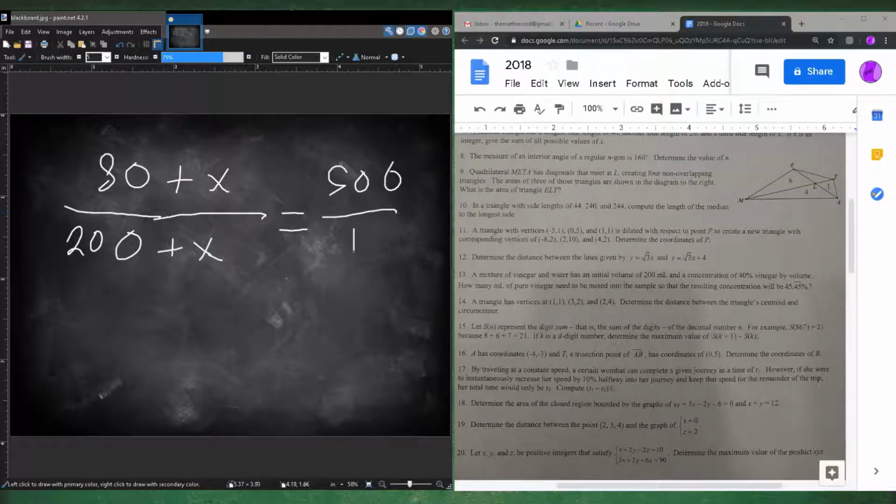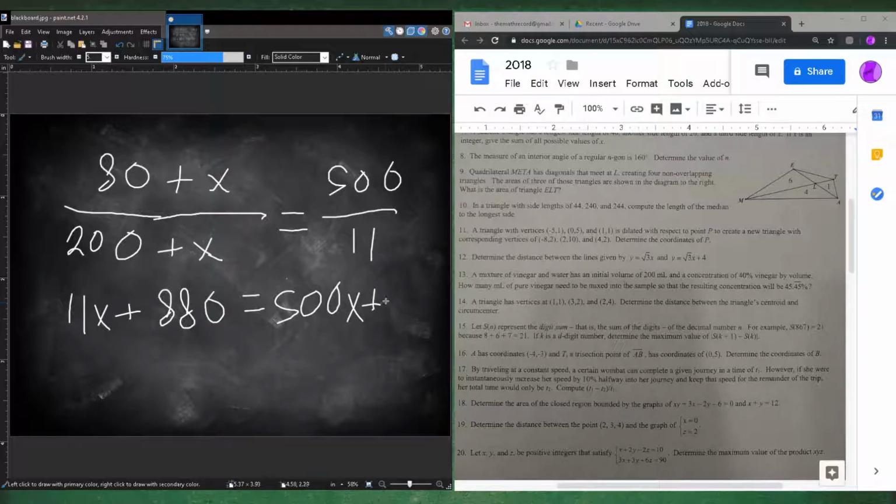500 over 11. And you basically just cross multiply. So 11 times x is 11x. 80 times 11 is just 880. And then 500 times x is 500x. And then 500 times 200 is just 10. 5 times 2 is 10, so then you have 4 more zeros. So 1, 2, 3, 4. Okay, so you can just do the math here.